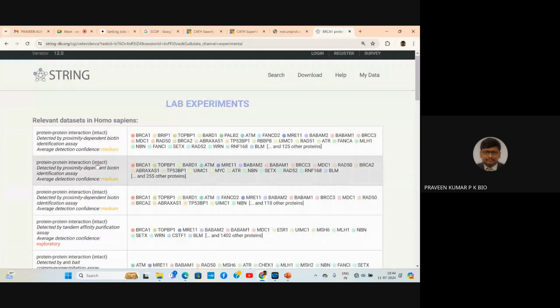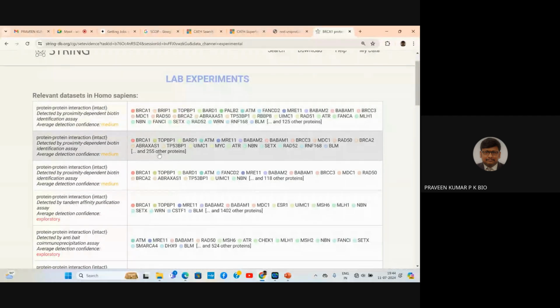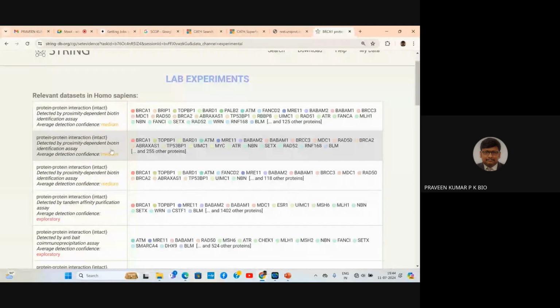If you take one such data set, you can find 125 plus around 25, 150 proteins linked with BRCA1. In another kind of experiment, done through biotin identification assay, proximity dependent biotin identification assay, which is the second assay they have done, they found 255 plus some 20, so nearly 275 interacting proteins. This might be from some 5 patients, or 10 patients in a sample.